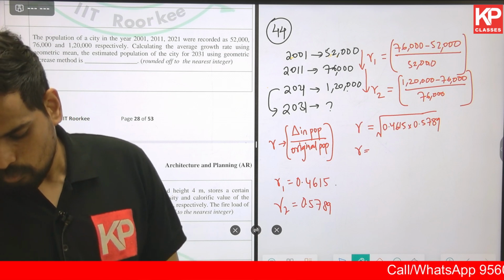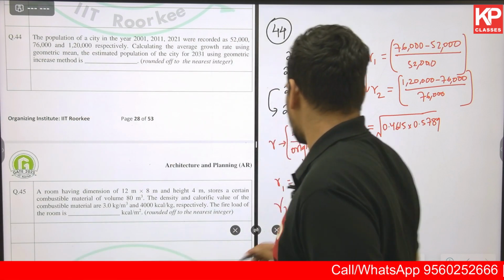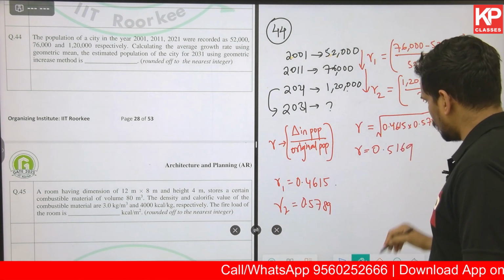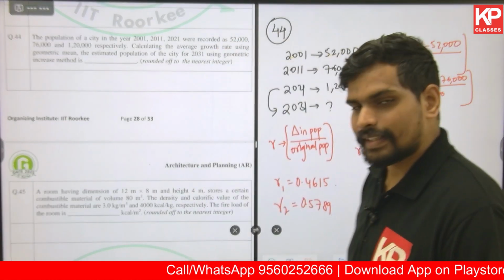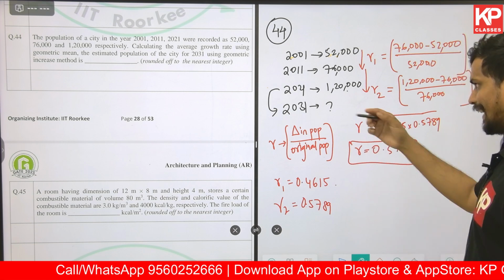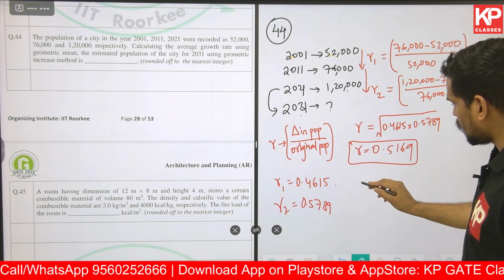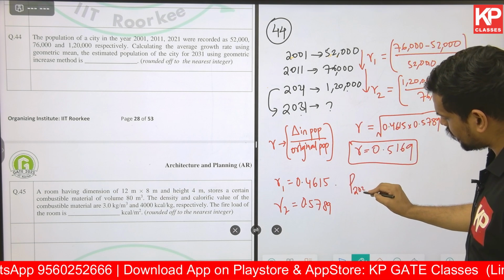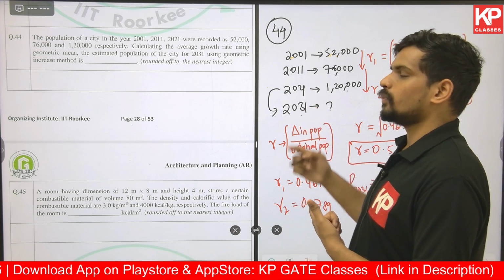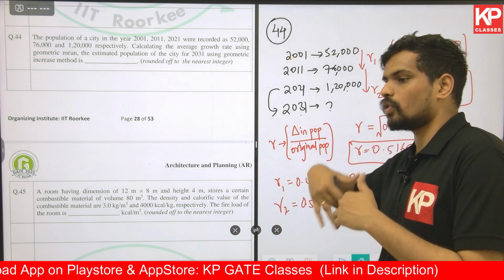It's coming out to be 0.5169, 0.5169687, so that is 51.69%. That's the rate of growth for the next decade. Certainly the population of 2031 will be 1 plus r into present population, 1 plus r, because that's the growth rate.